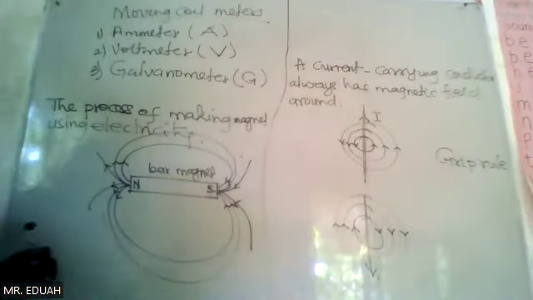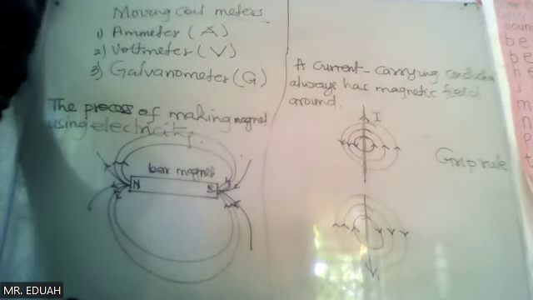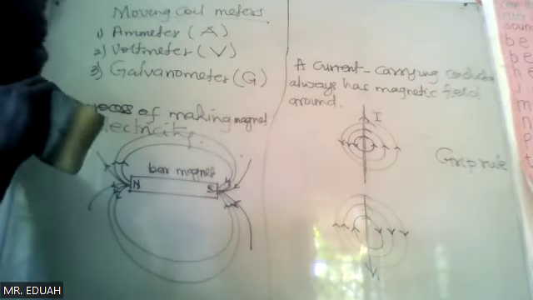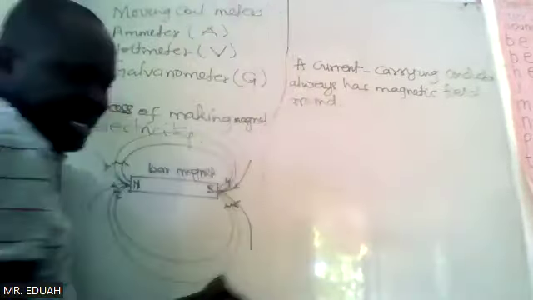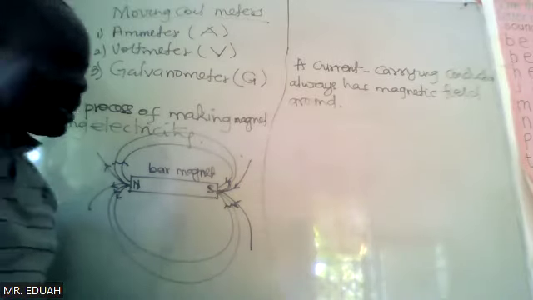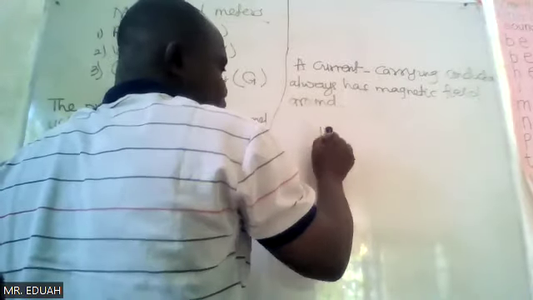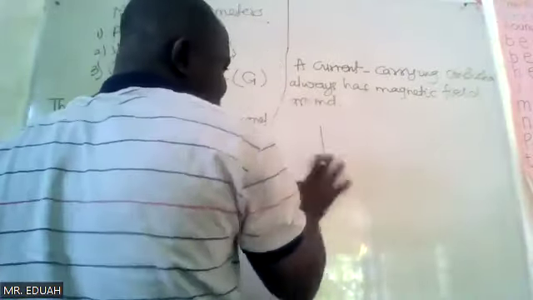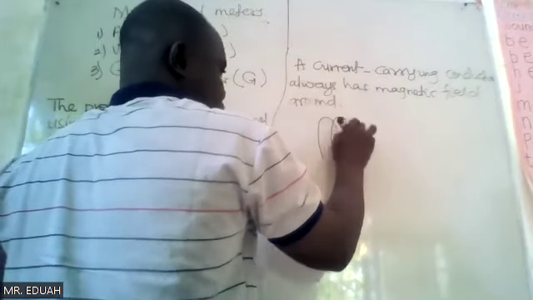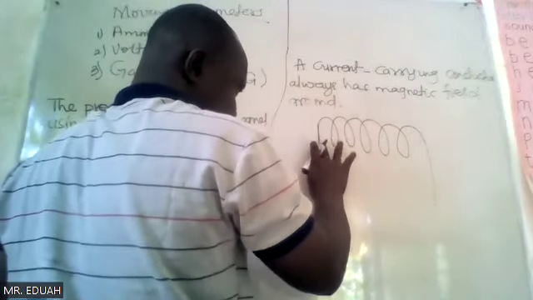All right, so a current carrying conductor has a magnetic field around it. It means the moment you pass a current through a conductor, you create a magnetic field. Now, if you want to concentrate the magnetic field around the conductor, we wind the wire to form a coil, which we call a solenoid. Because if I wind the wire, I form a solenoid.